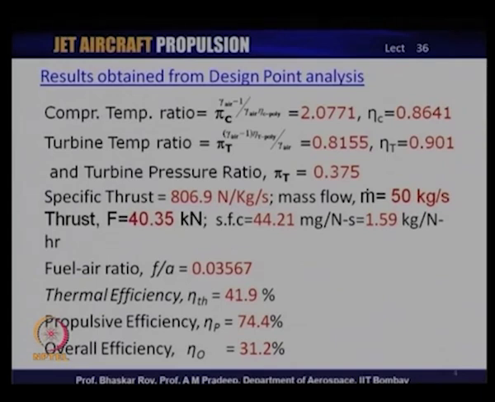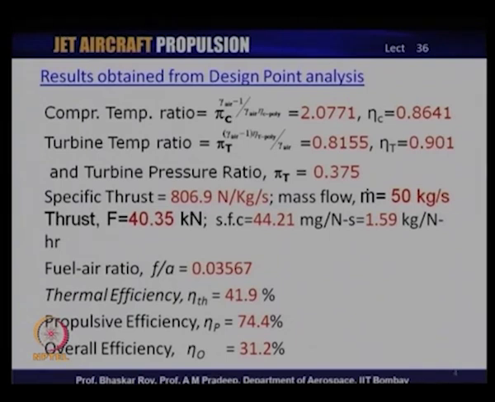0.8641, which is 86.41%. The turbine temperature ratio across the turbine, you have a pressure drop normally. So, there would be a temperature drop, and hence again using the polytropic efficiency of the turbine that has been prescribed in the design, we get a turbine temperature ratio of 0.8155, and the corresponding turbine isentropic efficiency is 0.901, which is 90.1%. So, those are the values we get for the compressor and the turbine. The turbine pressure ratio then comes out to be 0.375 across the turbine that drives the compressor.